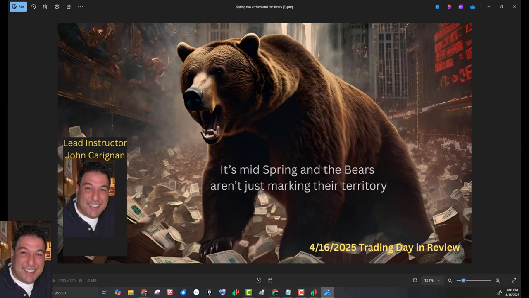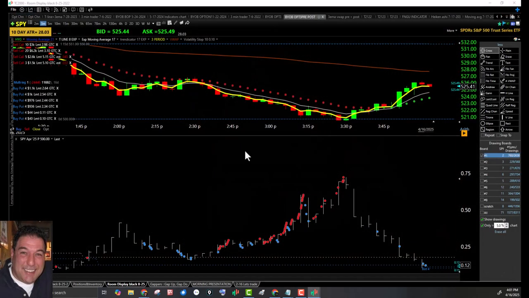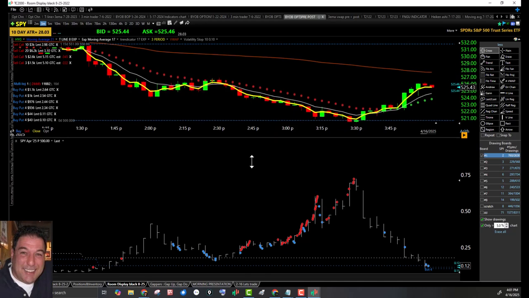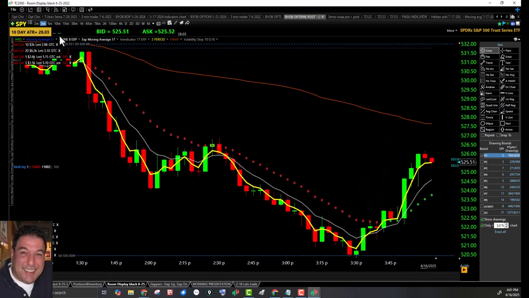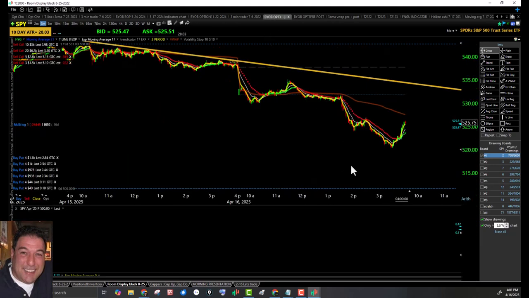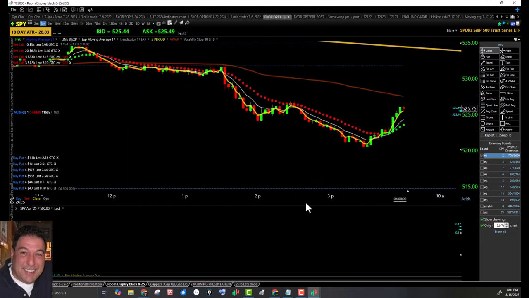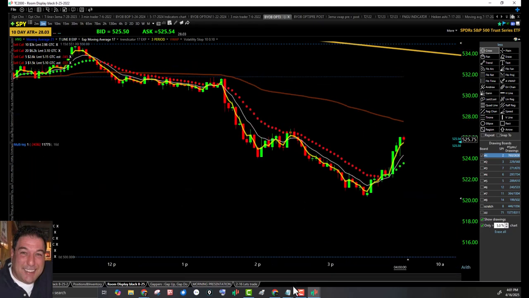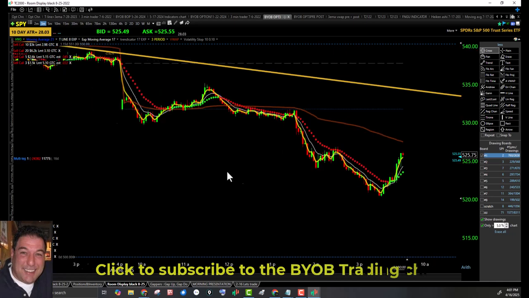I try to provide content and smart trades to do every day. So let's go take a look at the market. Let's take a look at SPY on the 10-minute chart.